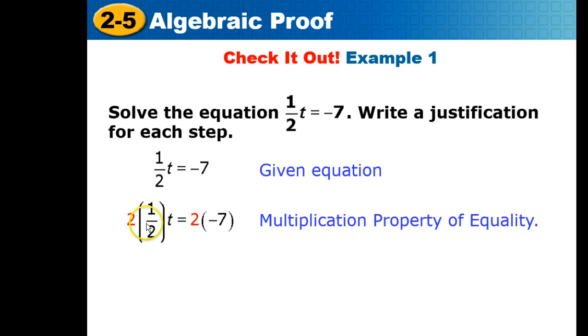Multiplying this side by 2 and this side by 2, the justification or the reason is multiplication property of equality. When we do this, we're going to simplify. This side, the 2's cross off, and we're left with t. This side, 2 times negative 7 equals negative 14, and we've come up with our answer.